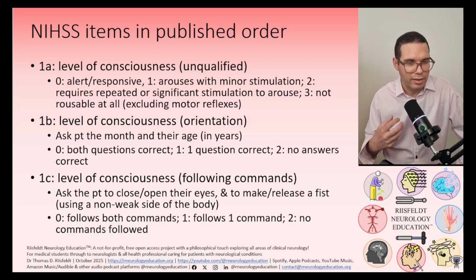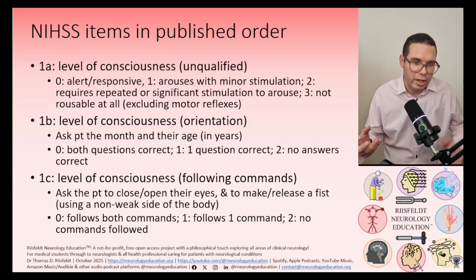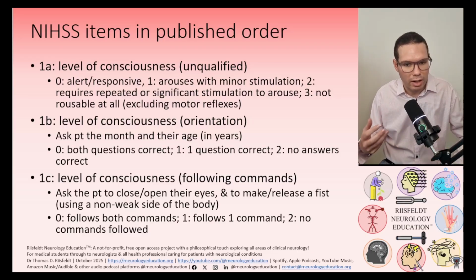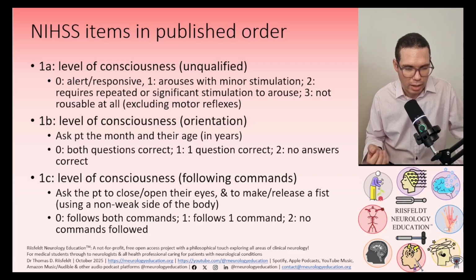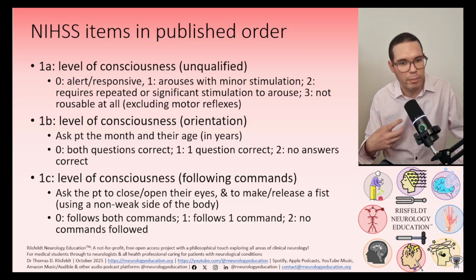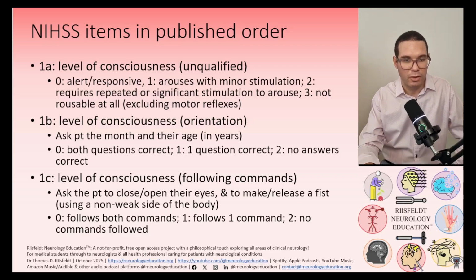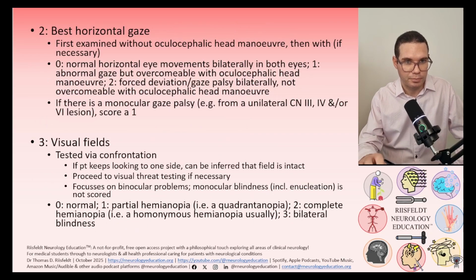Item 1C is level of consciousness, but specifically it's about following commands. So what you do here is you ask the patient to close and open their eyes, and you ask them to make and release a fist. And of course, that should be using the non-weak side of the body if the patient is hemiparetic or hemiplegic. And again, this is scored between 0 and 2. So 0 is the patient correctly follows both commands. 1 is they correctly follow one of the commands. And 2 points is if they don't follow either of the commands. So pretty simple, straightforward thus far.